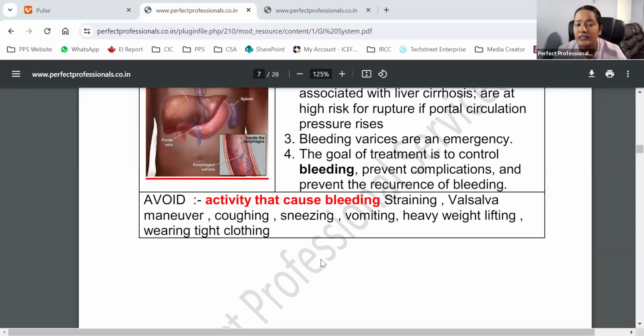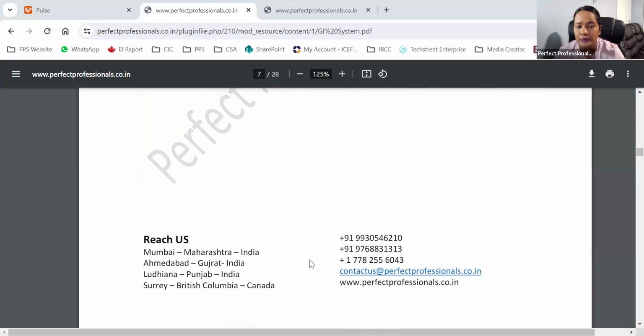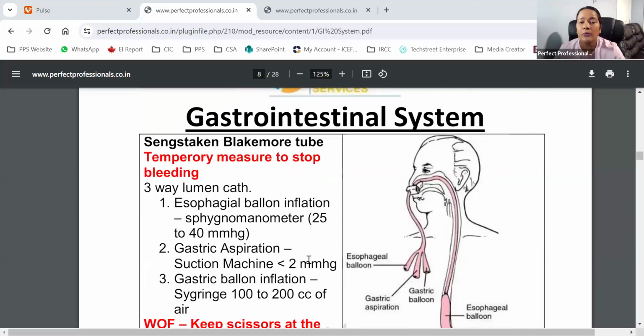Okay, this is very important. Highlight this in your notes. A question is expected as a select-all-that-apply. Now, what treatment are we going to do? We are going to put in a Sengstaken-Blakemore tube.